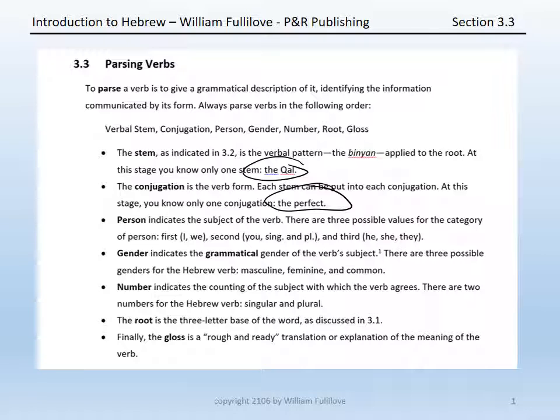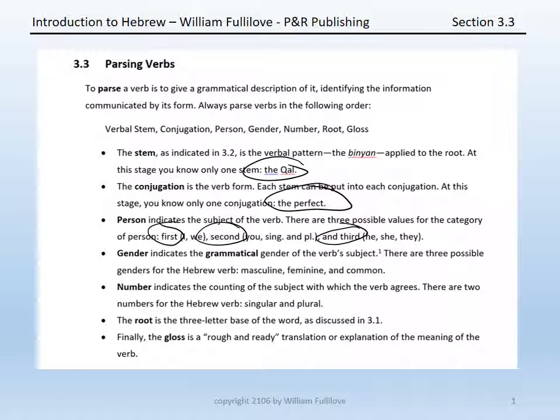Person then indicates the subject of the verb, and has been implicit in our discussion of the paradigm. There are three possible values for the category of person. It could be a first-person verb, I or we, a second-person verb, you, singular or plural, or a third-person verb, he, she, or they.